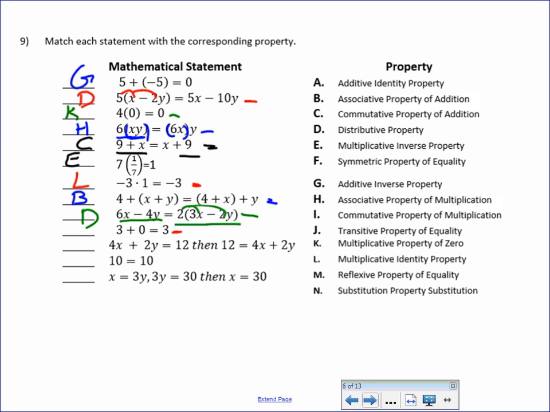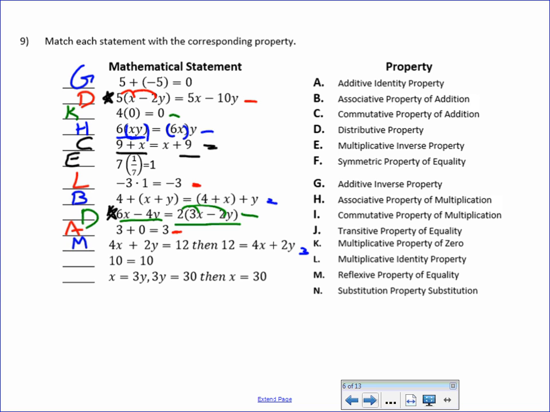On this problem, anything plus 0 is itself. So that is the additive identity, which is A. Four x plus 2y equals 12, then 12 equals 4x plus 2y. That is the reflexive property. And the reflexive property is why both of these are the distributive property.